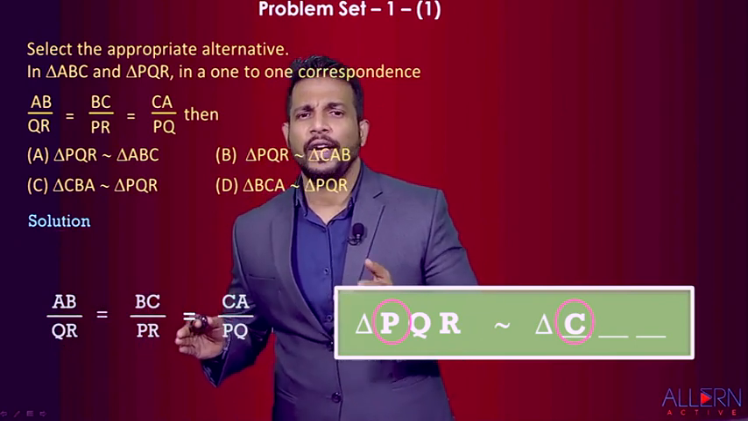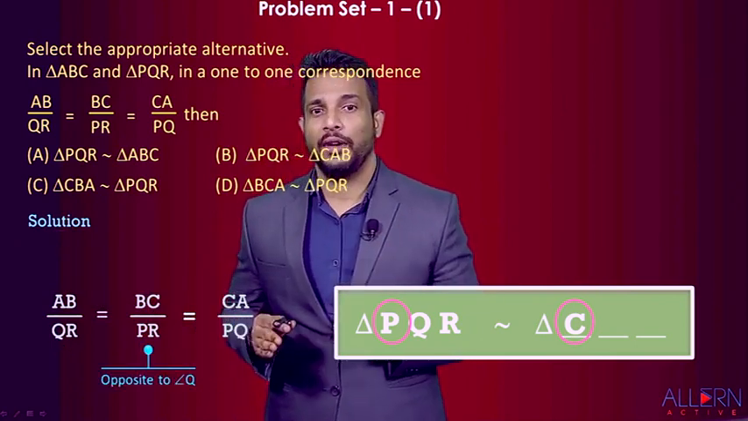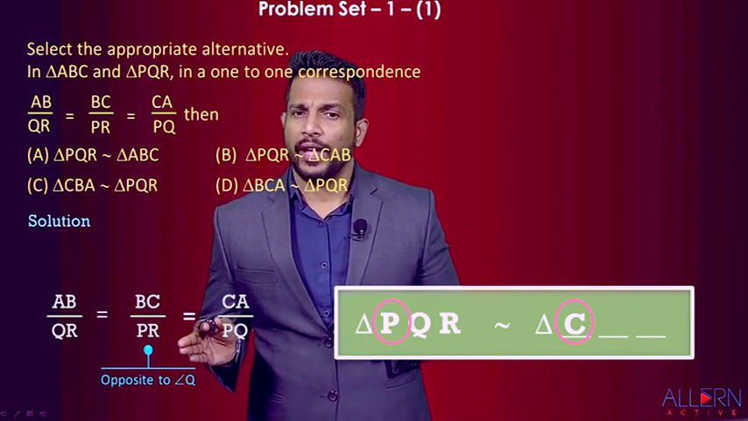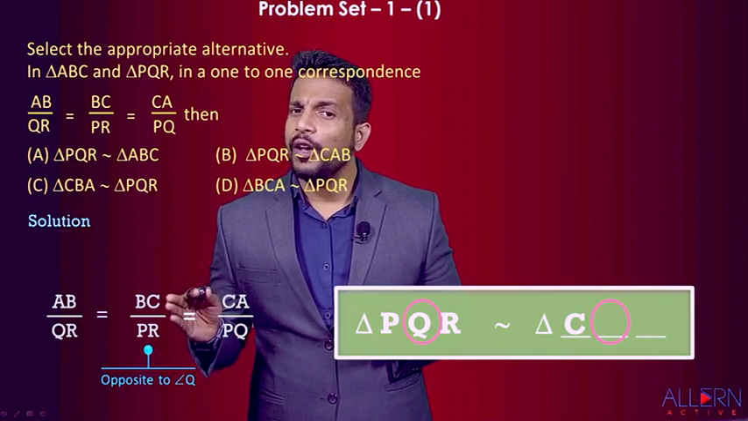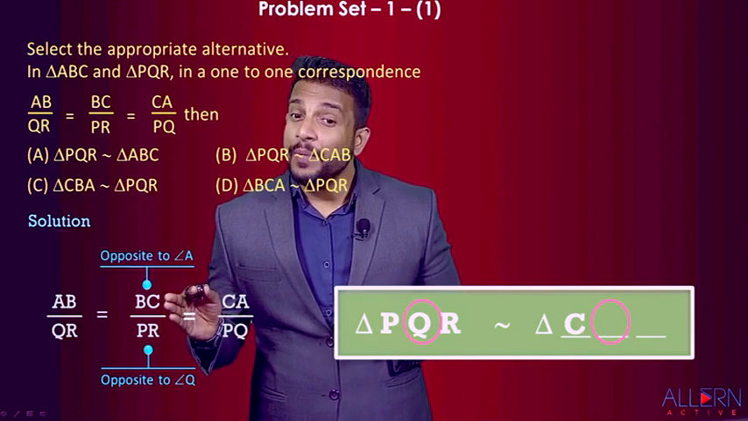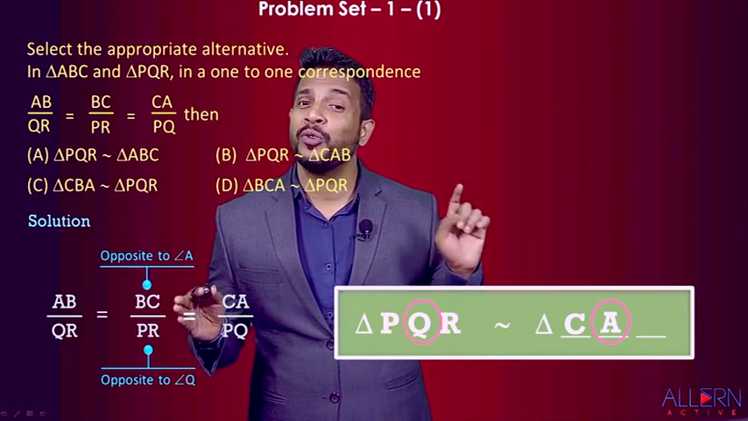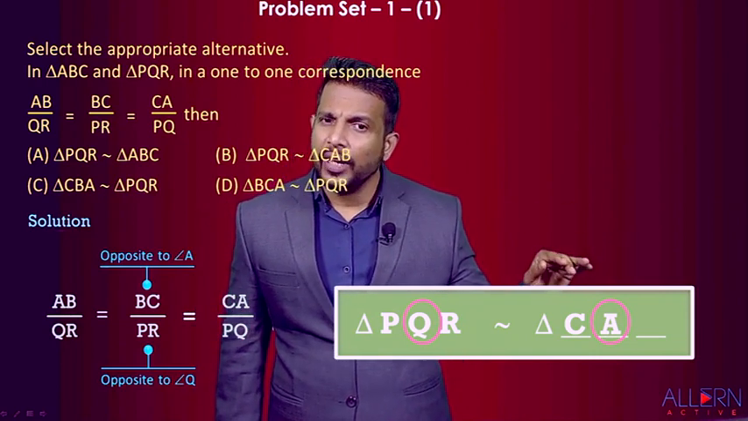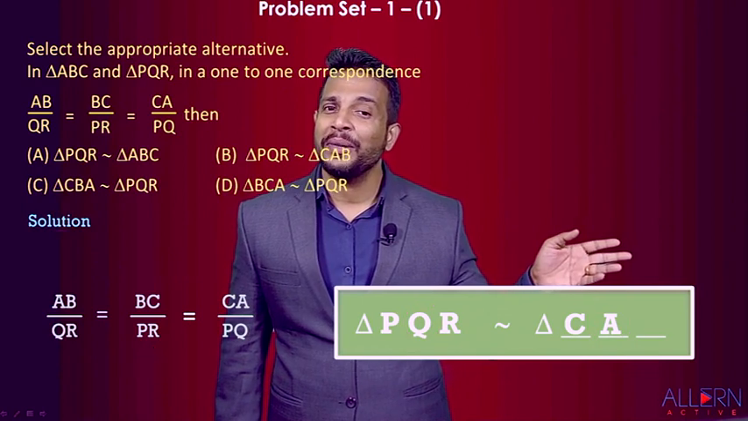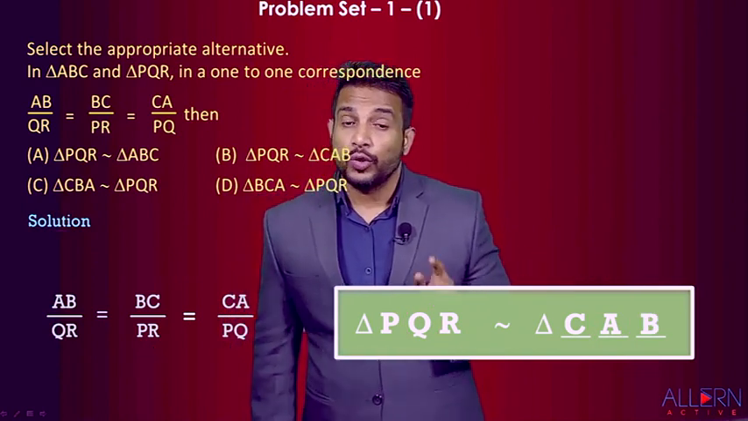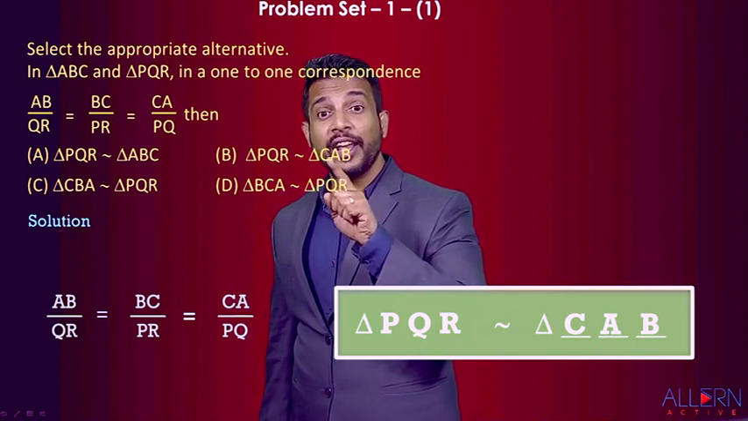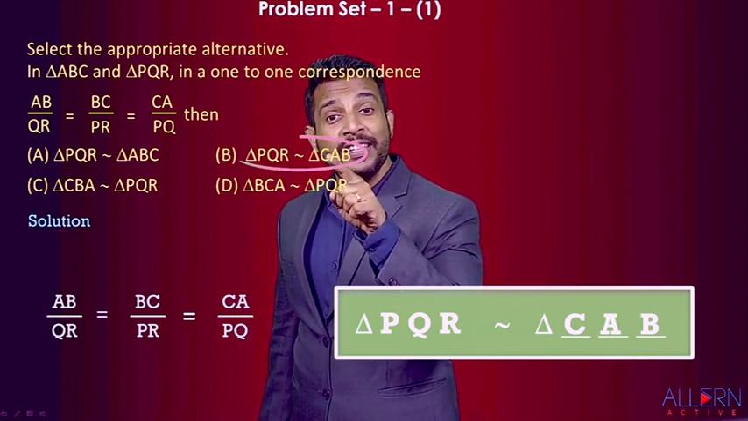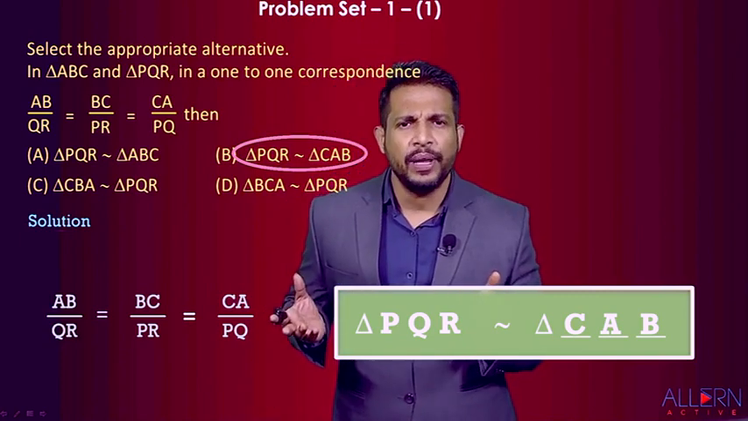Pick up the next ratio, that will give you the other pair of vertices which correspond to each other. PR is opposite to angle Q. Same way BC is opposite to angle A. That means Q corresponds to A. And the last one: in this triangle, C is done, A is done. So what is left? The left out is nothing but B, and we get that, right? So from this we come to know which is the correct one. The one which you see here is nothing but your option B. So your option B is the correct one. So the answer is option B.